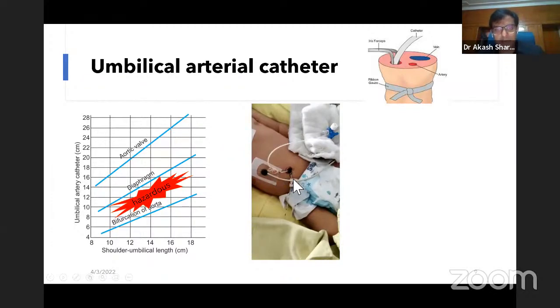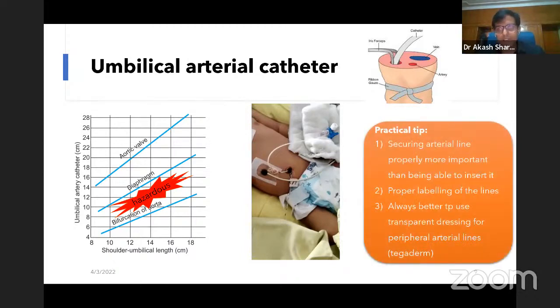Which catheter is an umbilical arterial catheter and which is a UVC should be clearly stated. There have been some instances in which TPN has been infused into a UAC because of improper labeling of the catheters. So a practical tip would be about securing the arterial line.